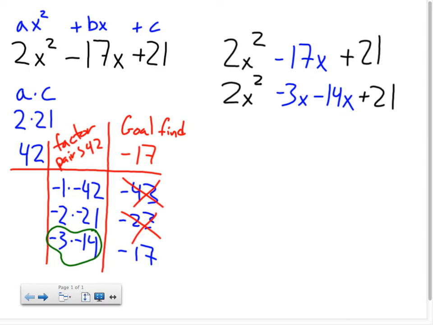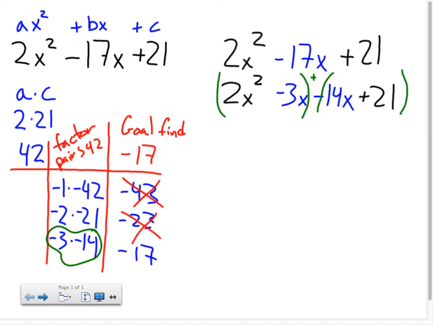What you do next is the grouping part. So you take the first two terms and you put them together. Then you take the next two terms and you group them together. Keep in mind that the negative sign is inside the grouping on that negative 14x, and it's kind of like there's a little plus here. Everything's still being added together. Once you have these two groups, you're going to find the greatest common factor in each of them.